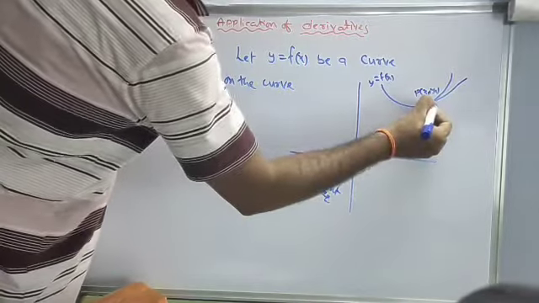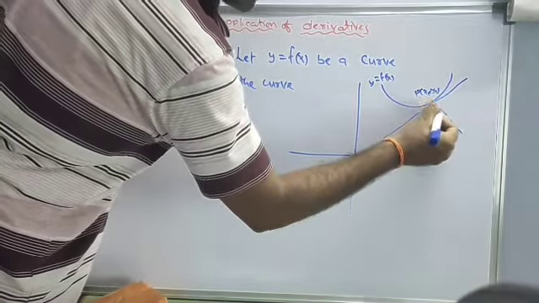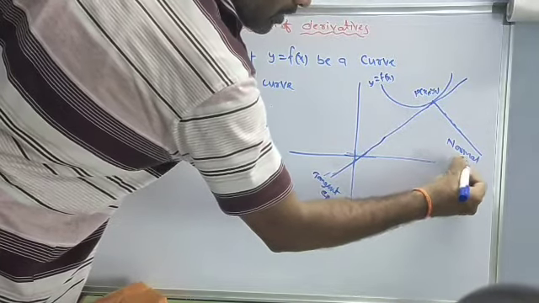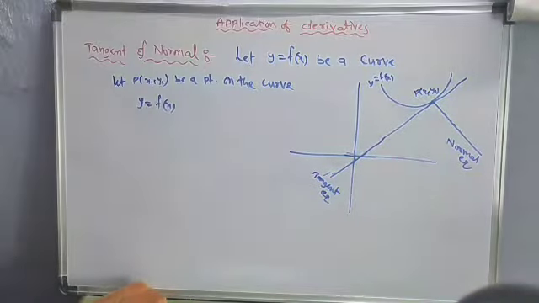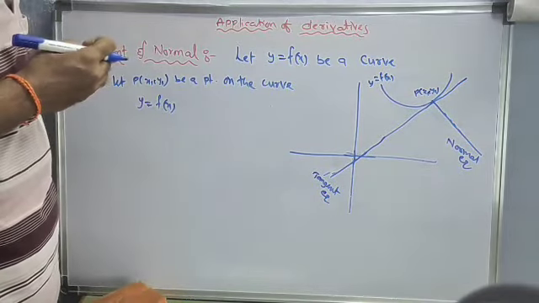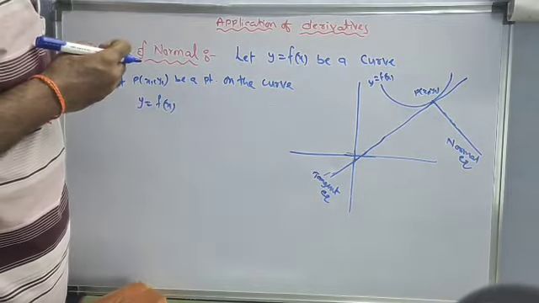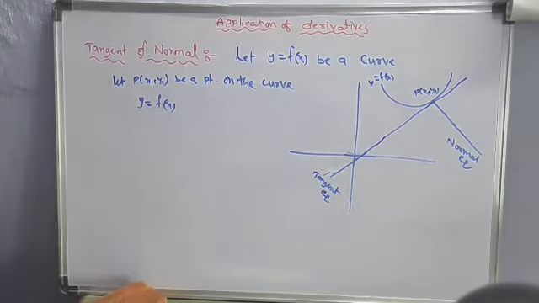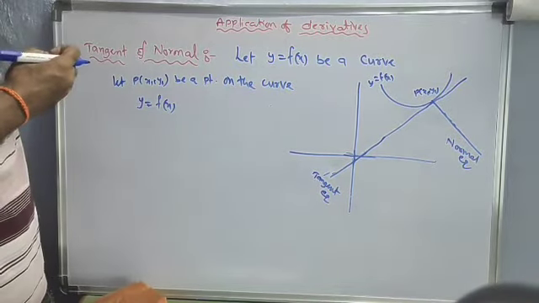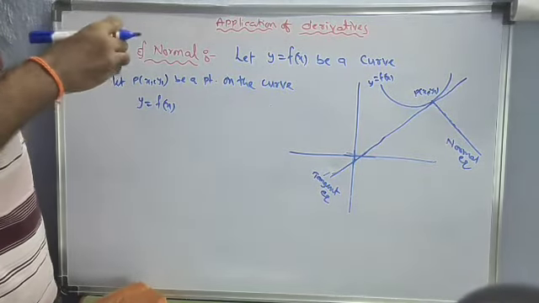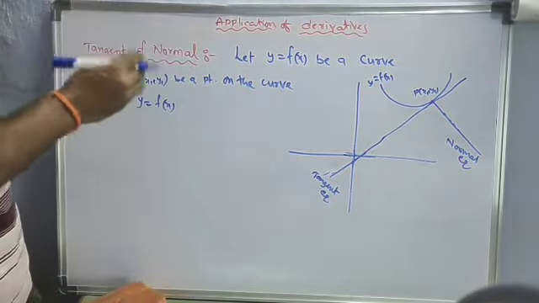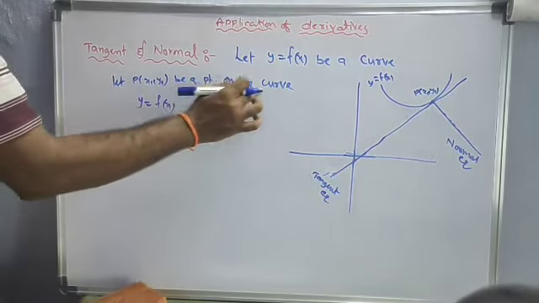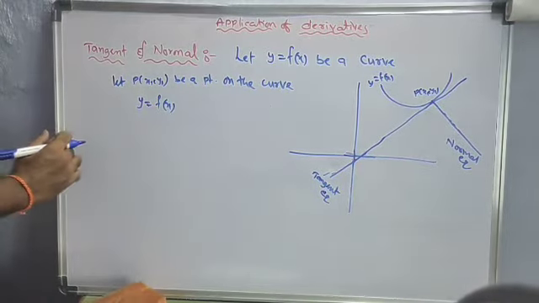At that point, if we take the perpendicular line to the tangent, this is called the normal equation. Tangent equation and normal equation both touch the point P(x1, y1). That means the point lies on the tangent and normal at that point. So let P(x1, y1) be the point on the curve y equal to f of x.